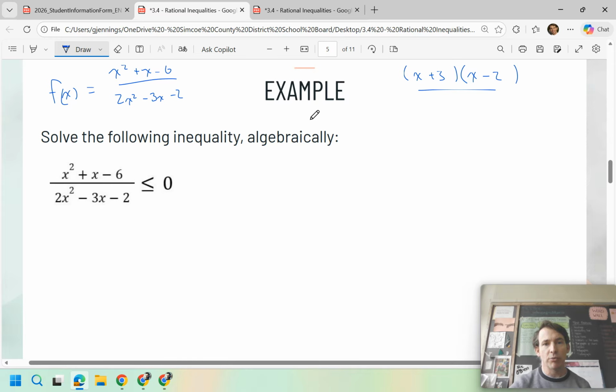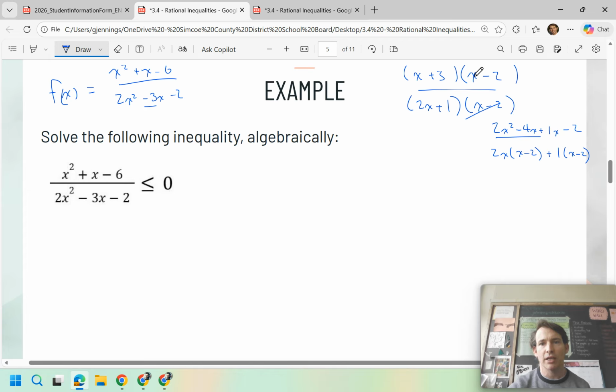And then the denominator? So I do this in rough work. I'm going to take 2x squared times -2, multiply those, get -4. I want to multiply to -4 and add to -3. Those numbers are -4 and +1. And then I factor by grouping. So that gives me 2x times x minus 2, plus 1, this should be 1x, times x minus 2. And that is the same thing as saying 2x plus 1 multiplied by x minus 2.